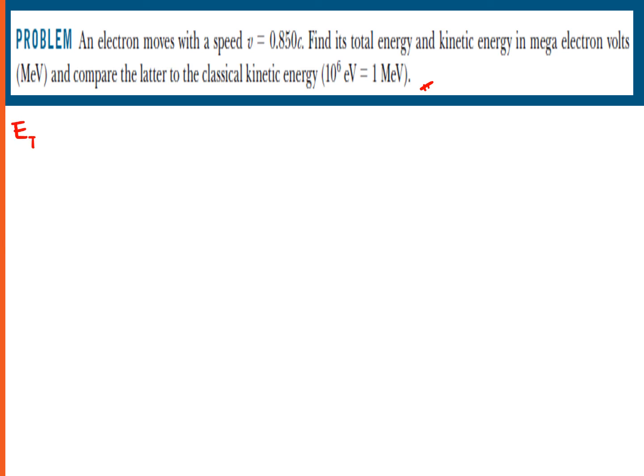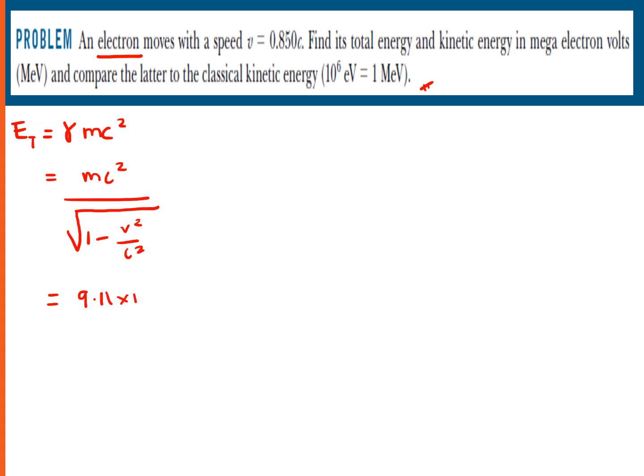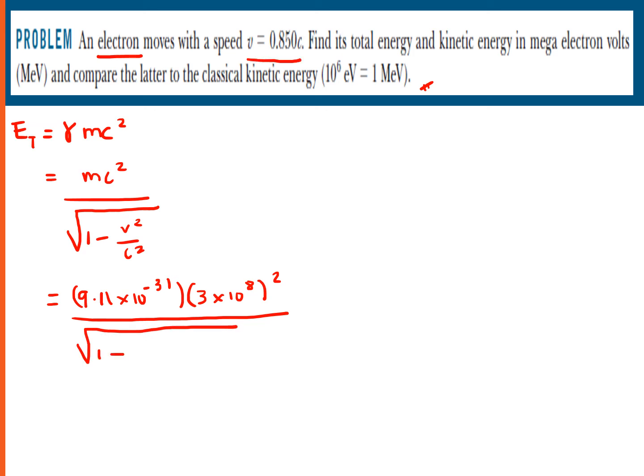Total energy, or ET, is equal to, according to the previous equation, the Lorentz factor multiplied by mc squared, or we have the equation mc squared divided by the square root of 1 minus v squared over c squared. So let us substitute our values. The mass here would be the mass of the electron, since it is what's given in the problem, and that is equal to 9.11 times 10 to the power of negative 31 multiplied by the square of the speed of light, or (3 times 10 to the power of 8) squared, divided by the square root of 1 minus v squared.